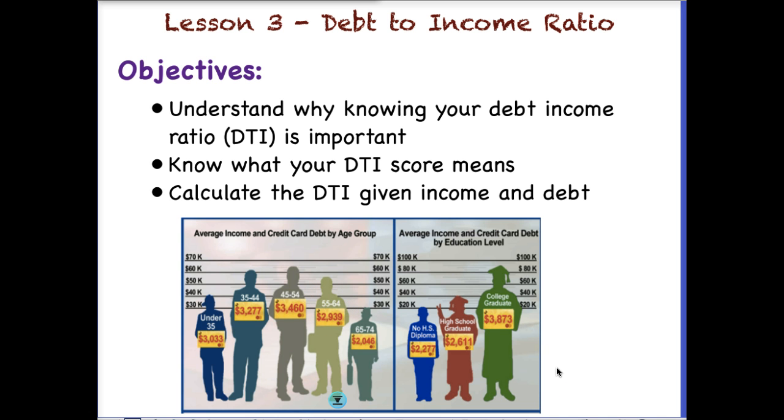This one over here has to do with the average income and credit card debt by education level. And again, you'll notice no high school diploma, high school graduate, and college graduate. The college graduate makes the most money, obviously, but again, has the most credit card debt. So people tend to spend what they make, and that's part of the reason why banks want to look at your debt to income ratio.